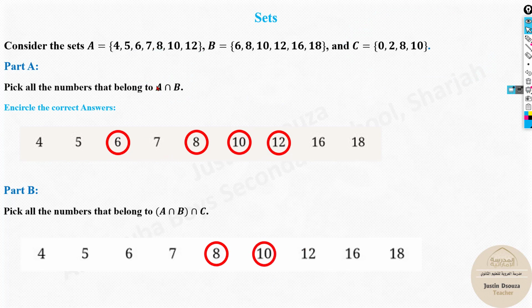So if at all we didn't have A intersection B, if you had to do it directly, first write down from here the A intersection B values and then find the answers with the C and get the final answer.